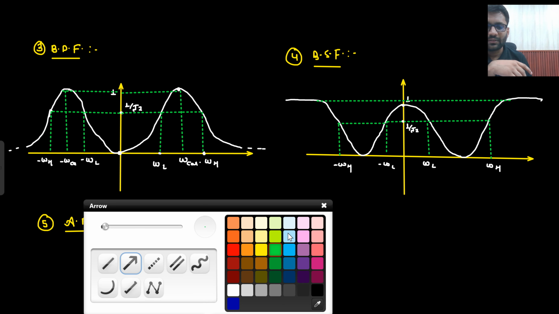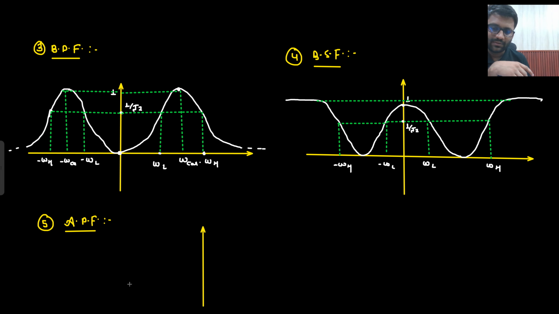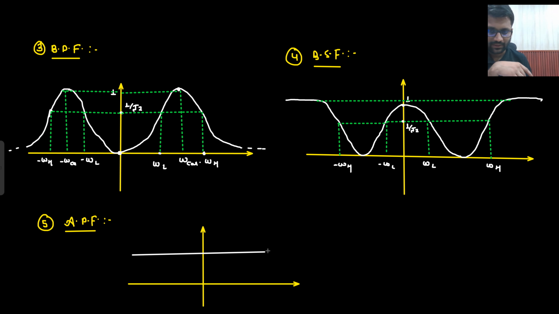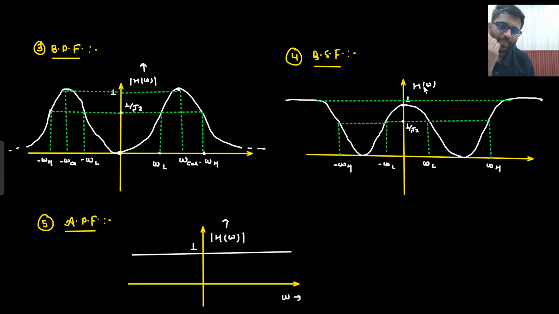What about all pass filter? So the response of all pass filter will be like this only. It is practically possible. This is your mode of H of omega versus omega. How is it possible? Just a simple wire.